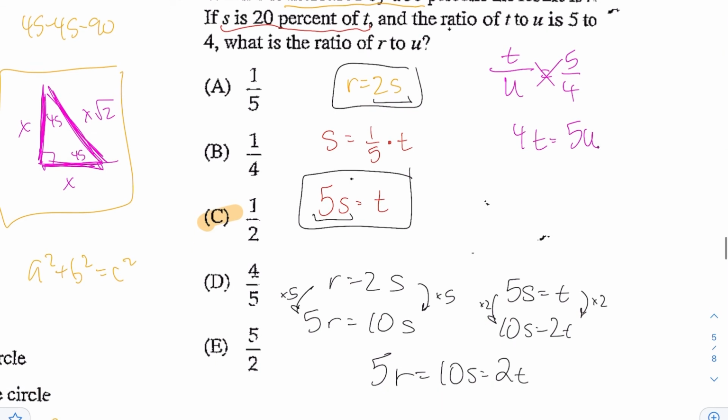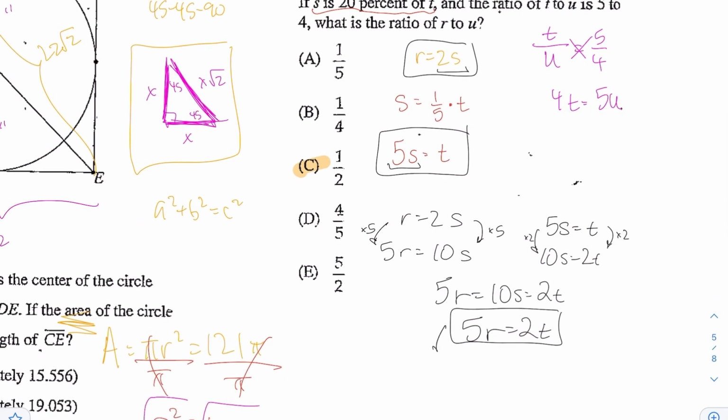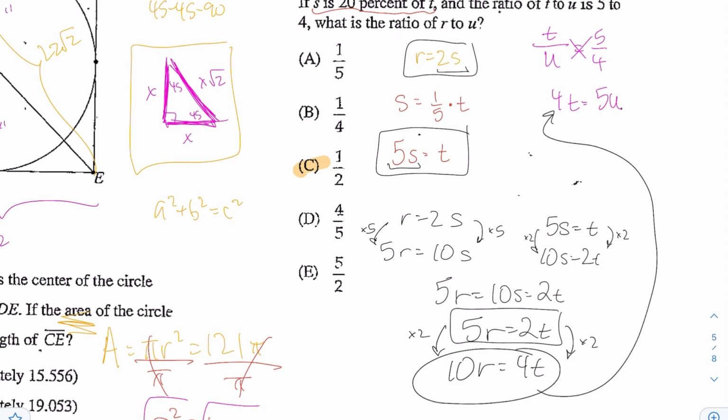So now you have 5R is equal to 2T. But you know that 4T is equal to 5U. So if you take 5R is equal to 2T, if you double both sides, you get that 10R is equal to 4T. But you know that 4T is also equal to 5U. So 10R has to be equal to 5U then.